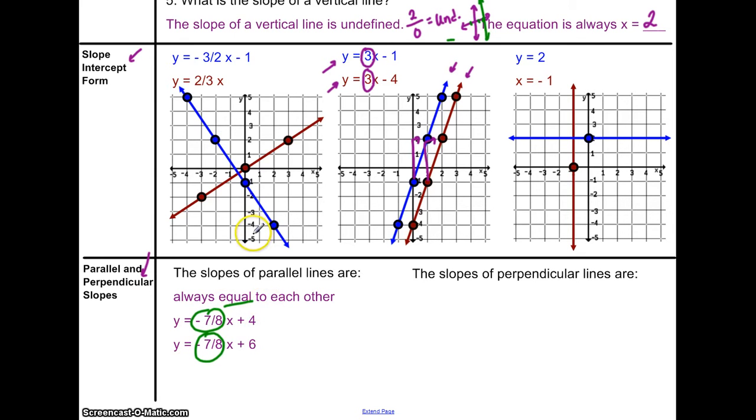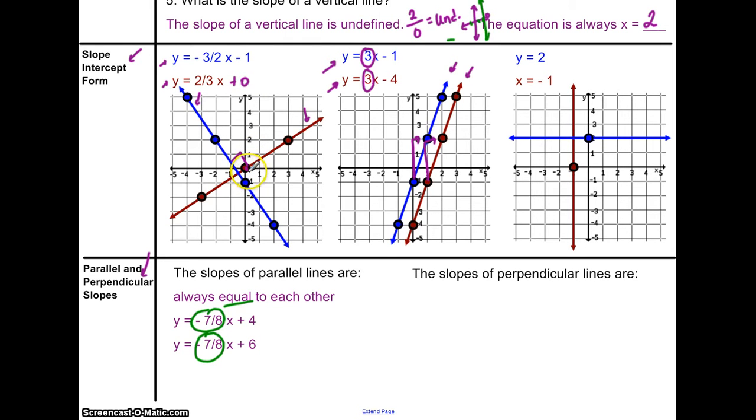Well, those were parallel lines, but what about perpendicular lines? Lines that intersect at a 90-degree angle. Well, if we look at the first graph here, it seems like we've got 2 lines that are perpendicular. They intersect at a 90-degree angle, or right angle there. Well, let's look at the actual lines, the equations of the lines. The blue one is y equals negative 3/2 x minus 1, and the red one is 2/3 x. I guess we could call it 2/3 x plus 0, because the y-intercept here is 0.